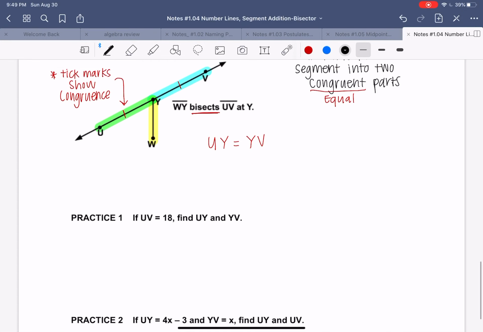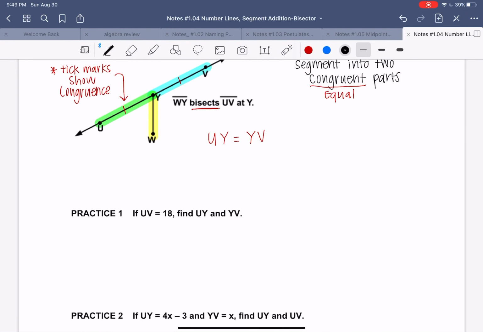Okay, so let's go to practice 1. If UV, so I'm going to redraw it a very bad way, but if UV is 18, so this whole thing is 18, find UY and YV. All right, so we want to find the value of the parts. Part plus part equals whole. We have the whole.